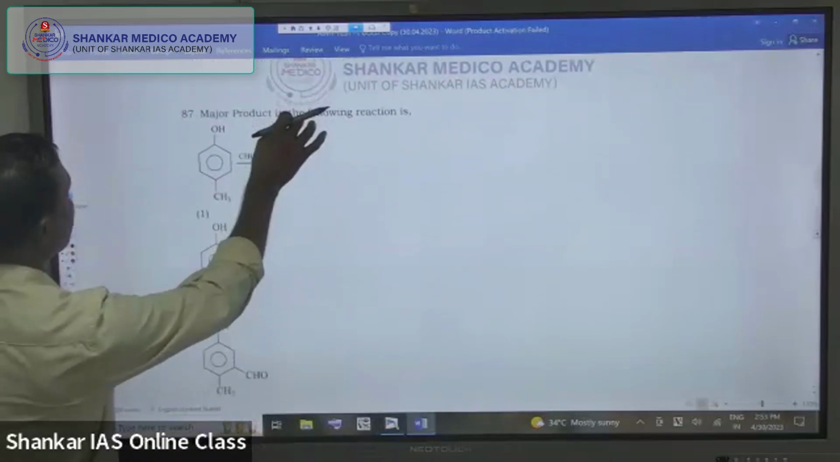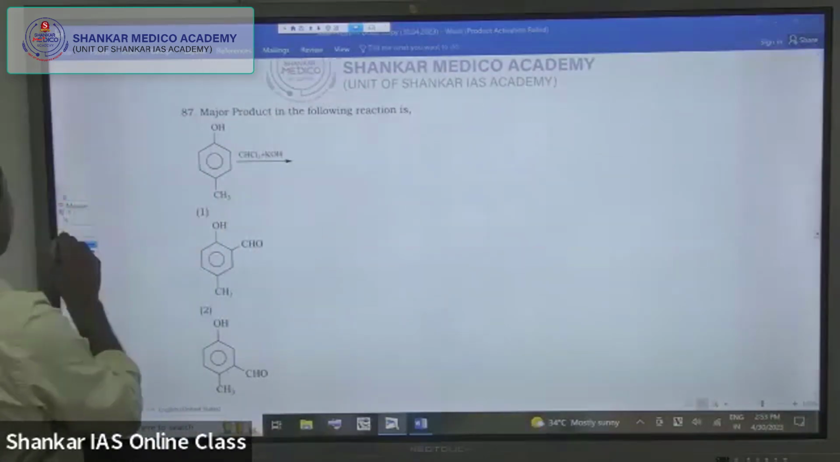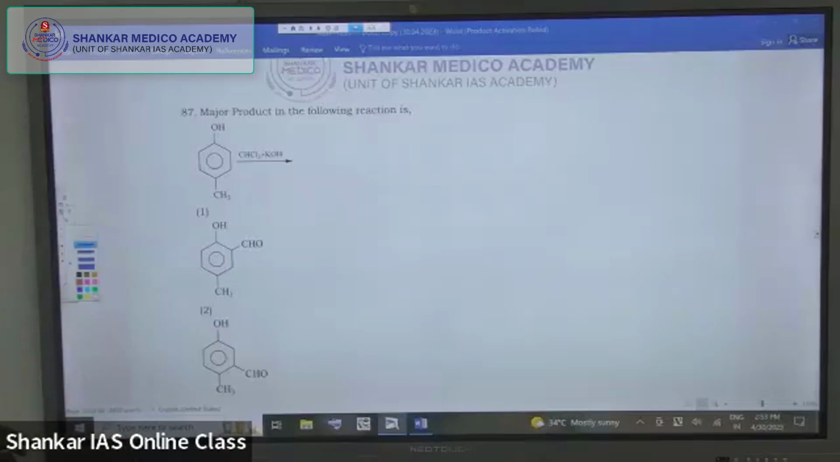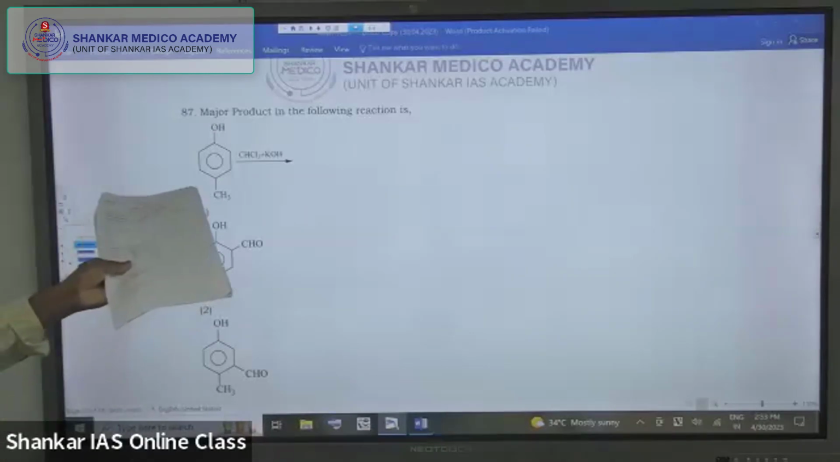Next, this is simply chloroform KOH. Chloroform KOH in organic chemistry, two important reactions are used in the same condition. One is the carbylamine reaction. Another one is salicylaldehyde preparation. Right? Reimer-Tiemann reaction, Kolbe reaction. I forgot the name exactly. Maybe it is either Reimer-Tiemann or Kolbe. But in this case, they are using salicylaldehyde preparation.